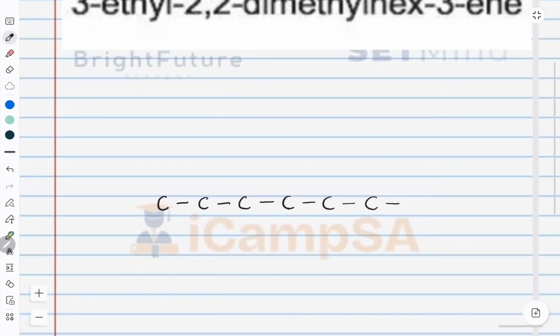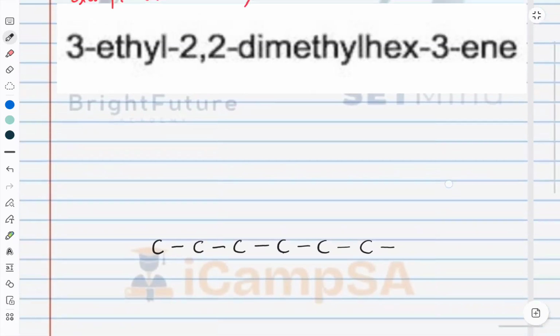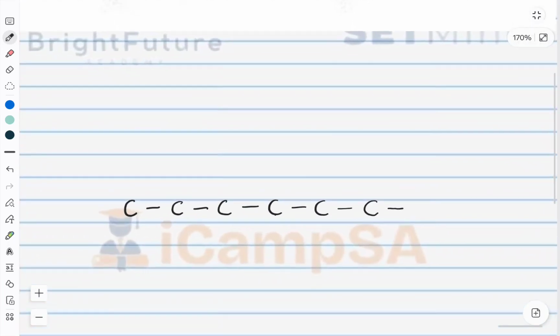Let's start by locating the double bond, because we know it always takes precedence, it always takes preference when we are numbering the carbon chain. So it's on number 3. Okay, I will start numbering from left to right. So 1, 2, 3, it will be here. My double bond will be there.